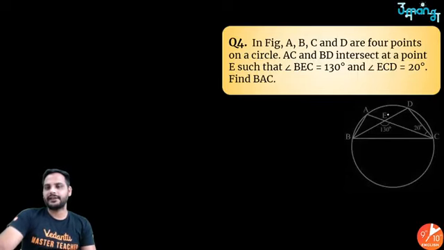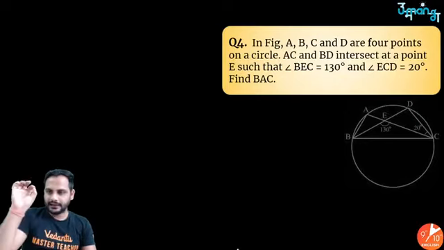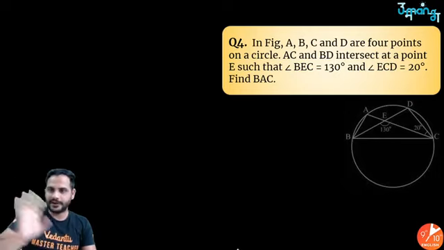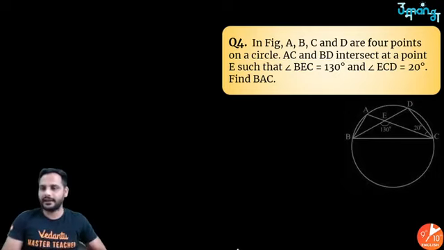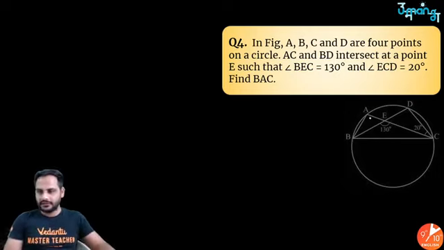Next question. In the figure, A, B, C, D are 4 points on a circle. AC and BD intersect at a point E. Okay, AC and BD are intersecting at a point E. Yes sir, this is your point E. Such that angle BEC is 130 degrees. Okay. Angle ECD is 20 degrees. Okay. Find angle BAC. BAC, we need to think about this angle.